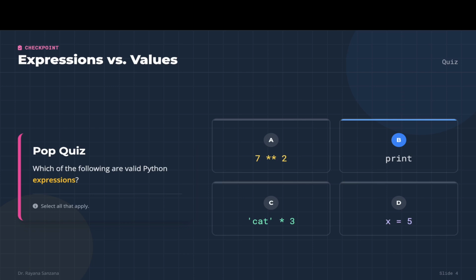Print is an expression, so it evaluates to the built-in function print, but usually context implies a valid calculation or operation. So let's stick to the prompt's target answer. B needs parentheses to be a call. C, cat multiplied by 3, is correct. This evaluates to cat, cat, cat. And D, x equals 5, is incorrect. This is an assignment statement, not an expression. It does not return a value.